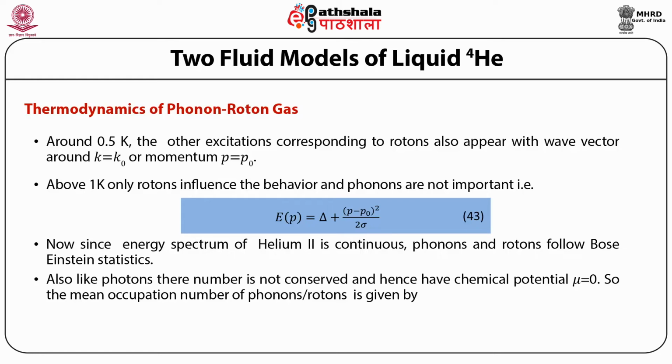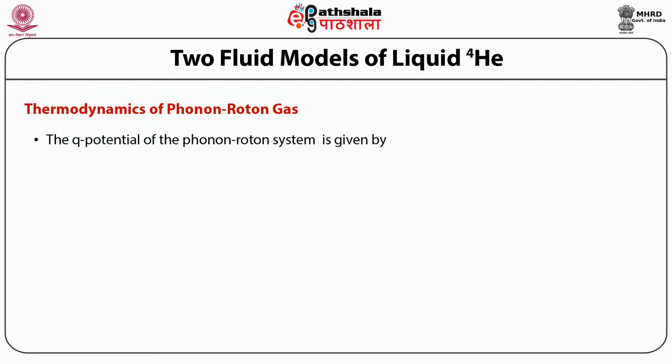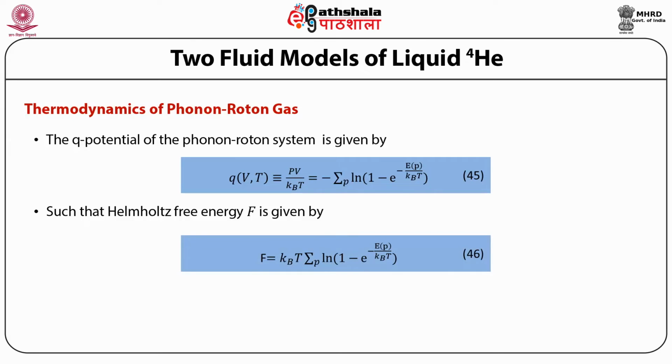So, the mean occupation number of phonons or rotons is given by n_p is equal to 1 upon e raised to power Ep upon kBT minus 1. The Q potential of the phonon-roton spectrum system is given by Q as a function of V, T is equal to PV upon kBT is equal to minus summation over p log of 1 minus e raised to power minus Ep upon kBT, such that Helmholtz free energy F is given by F is equal to kBT summation over p log of 1 minus e raised to power minus Ep upon kBT.